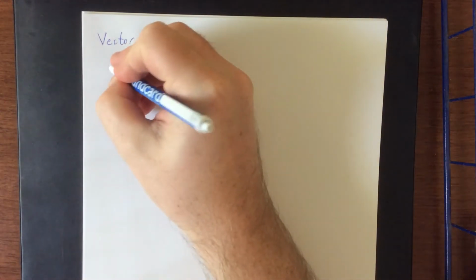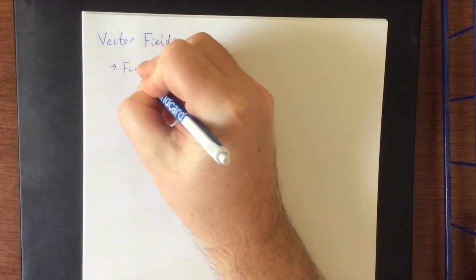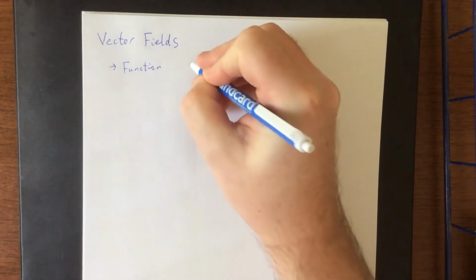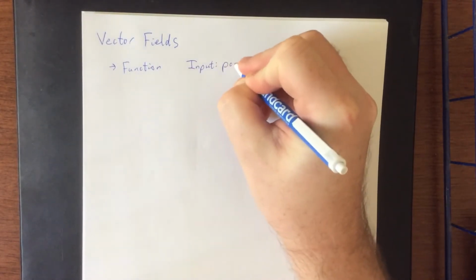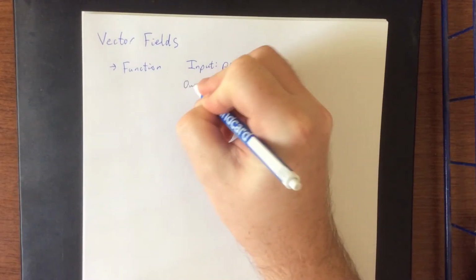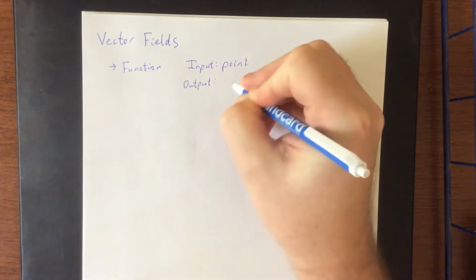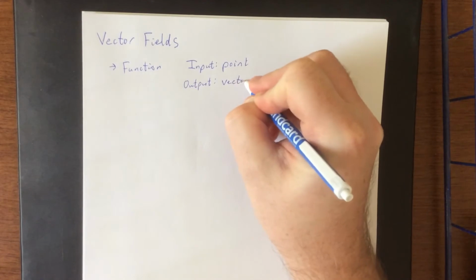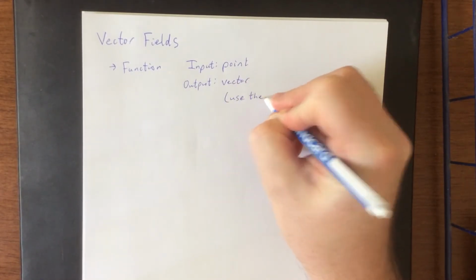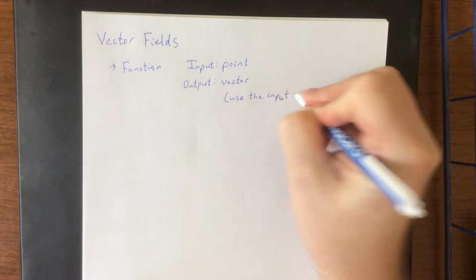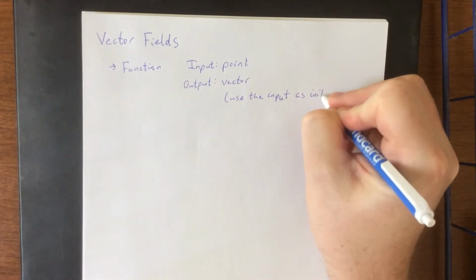To open up this new chapter, we're going to introduce the concept of a vector field. A vector field is a function where the input is going to be a point and the output is going to be a vector. And the vector is going to use the input as the initial point.